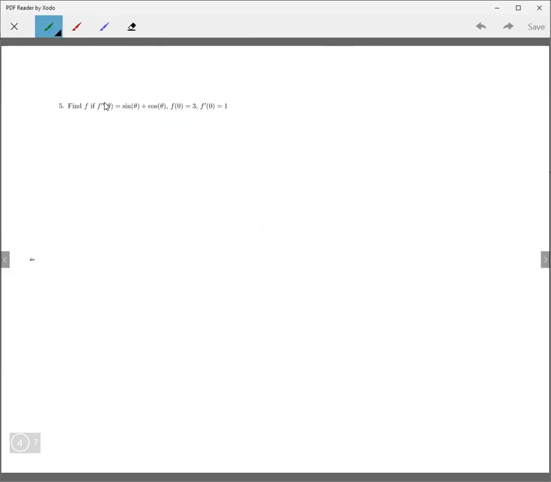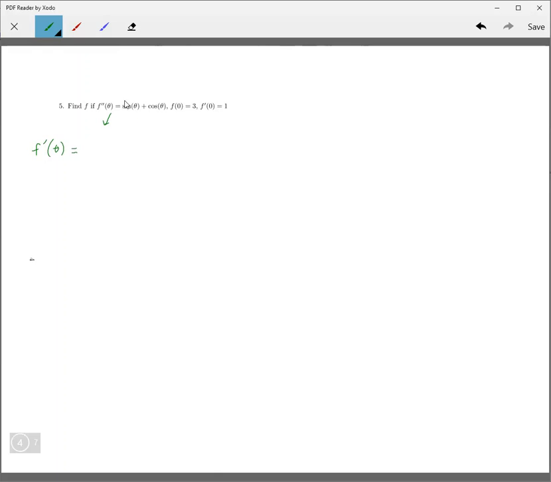Find f if f double prime, the second derivative of theta, is sine theta plus cosine theta. F of 0 is 3 and f prime of 0 is 1. Okay, so let's start with this. We have the second derivative here. So now let's take one antiderivative. That'll give us the first derivative.